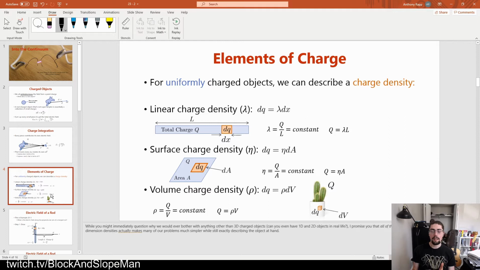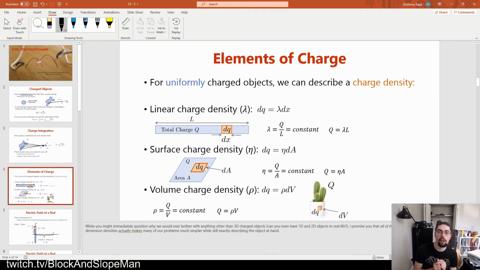We can do the exact same thing with a two-dimensional object, right? Where it's got some sort of surface area, and we can say, okay, we'll take the entire charge Q, divide it by that surface area A, and we get the surface charge density, right? Coulombs per square meter. Now again, if we want to talk about our tiny piece of charge, now we've got essentially two dimensions. It is a unit of area.